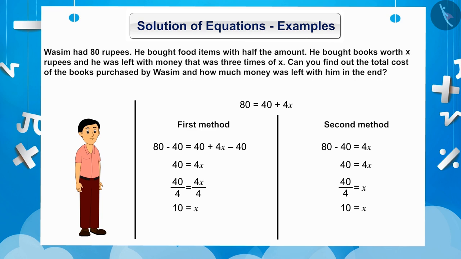As the sign of equality shows the value of RHS is equal to LHS, we can write 10 is equal to x as x is equal to 10. We already know that the value of books is x. This means Wasim bought books for rupees 10.